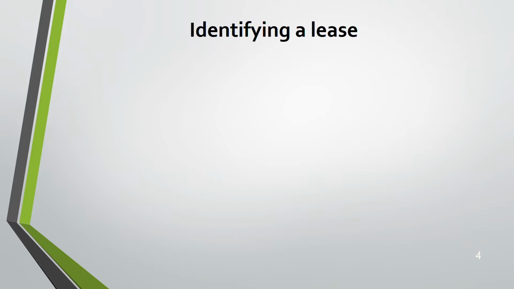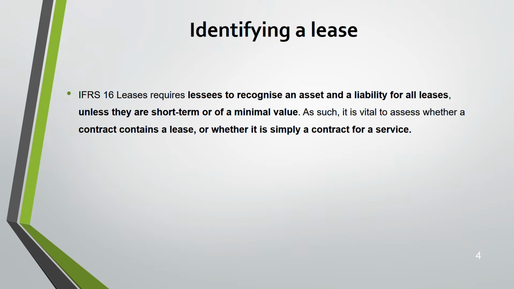Now you need to identify a lease because there are so many contracts, but not all the contracts have a lease in them. You need to identify a lease in the contract. That's what IFRS 16 says. So IFRS 16 says lessees have to recognize an asset and liability for all the leases. Any lease you go into, who is recognizing? The lessee, not the lessor, because the lessor is the one who is selling and the lessee is buying. So that's why the lessee has to recognize that asset and liability. Why asset? Because he is using that asset for a certain period of time. Why liability? Because he has to pay consideration to the lessor.